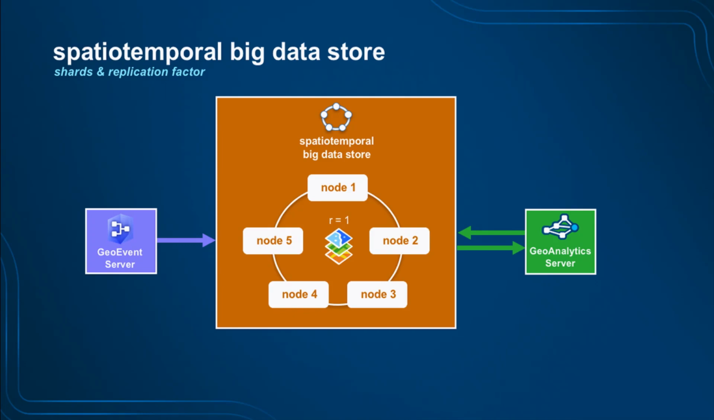So what happens here is per layer or per data source that you put in a data store, you can define a replication factor. What the replication factor means is R equals 1 means we have a replication factor of 1. So every time I write data into the big data store, I'm going to write a primary and I'm going to write a secondary of that data.